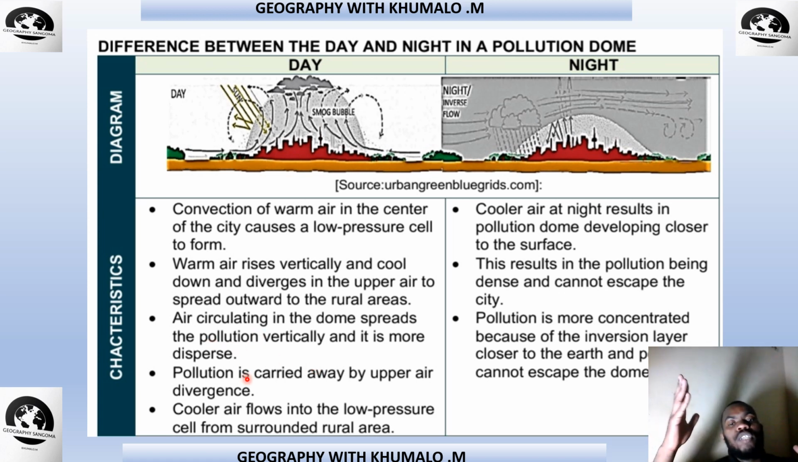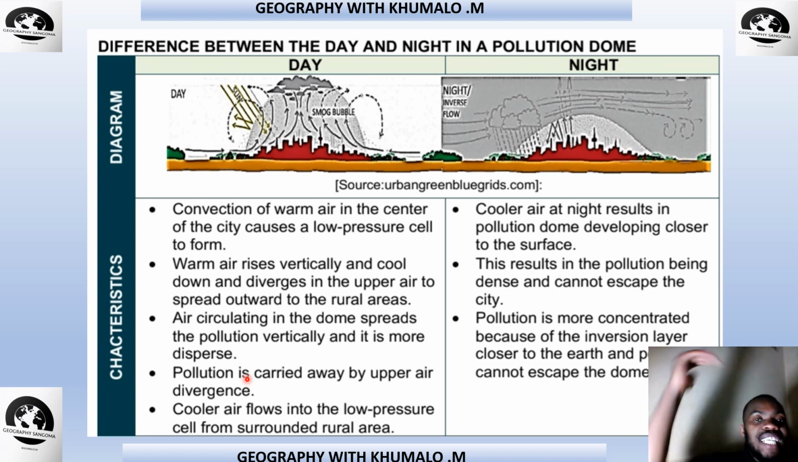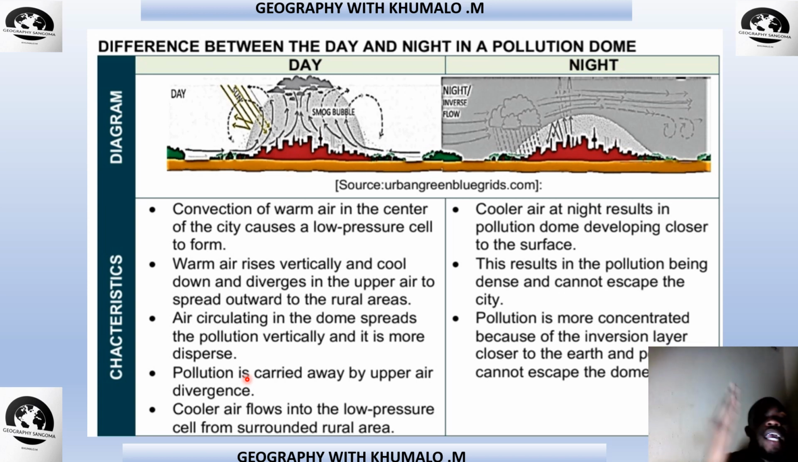Let's remind ourselves, what is divergence? Divergence is moving apart. Convergence is when air masses come together. It's coming together and moving apart. That is divergence and convergence. So here the pollution will be carried away by upper air that is moving apart, which is diverging.